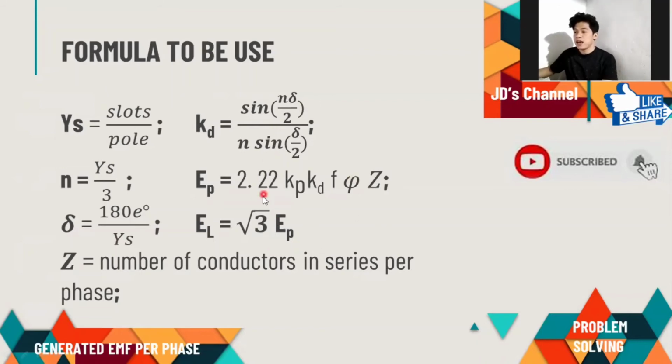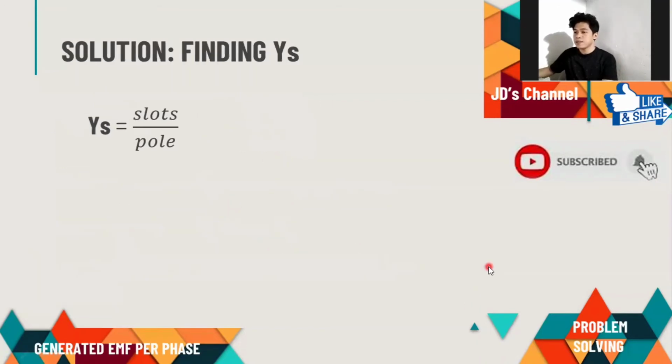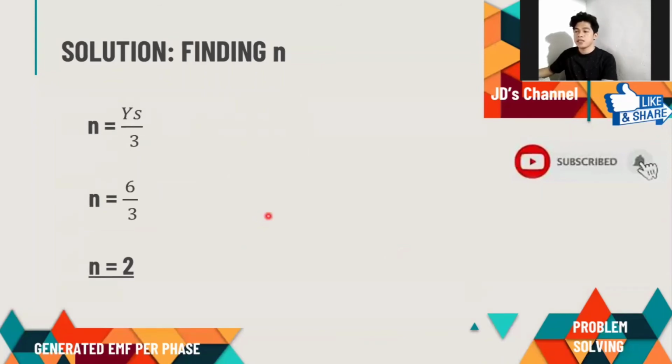So let's go with the computation, class. First, the YS, which is slots per pole. Substituting the given, we have 24 over 4, so YS is equal to 6. Now finding N, since N is equal to YS over 3 for the 3-phase, we substitute 6 over 3, and N is equal to 2.